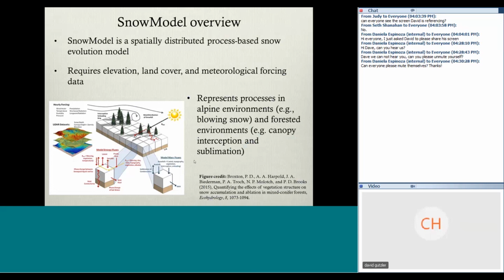And this snow model is particularly important because it represents processes that are important in alpine environments, such as blowing snow, and also in forested environments, such as canopy interception and canopy sublimation. And these things are really important, especially if we're wanting to consider how forest disturbances, which are very widespread in this basin, may be influencing snowpack dynamics.